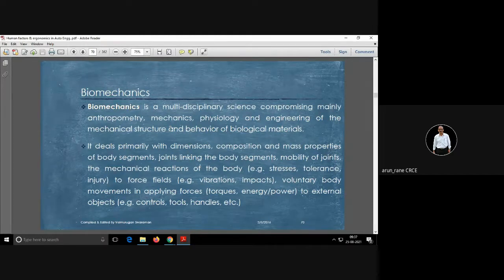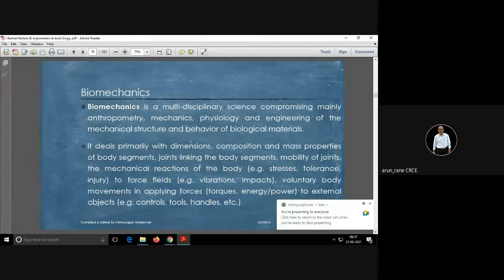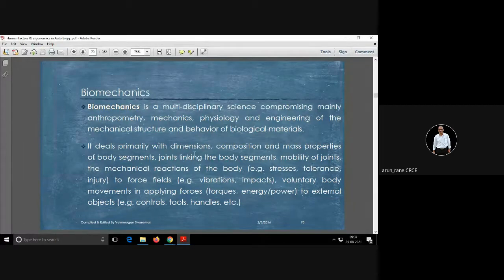So let's just flip through this, biomechanics, even though it is not important from your examination point of view. Biomechanics is a multidisciplinary science comprising mainly anthropometry, where some part of anthropometry is there in biomechanics, then mechanics, then physiology and engineering of the mechanical structure and behavior of biological materials. So it primarily deals with dimensions, compositions, and mass properties of body segments, which we saw. That is a part of anthropometry.